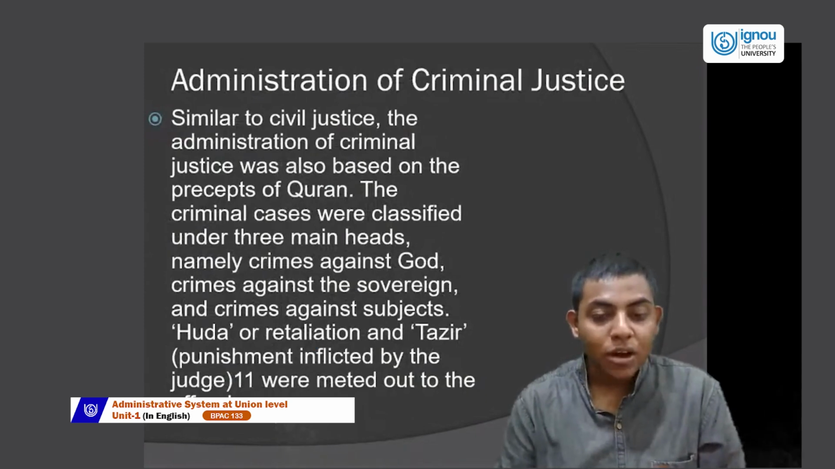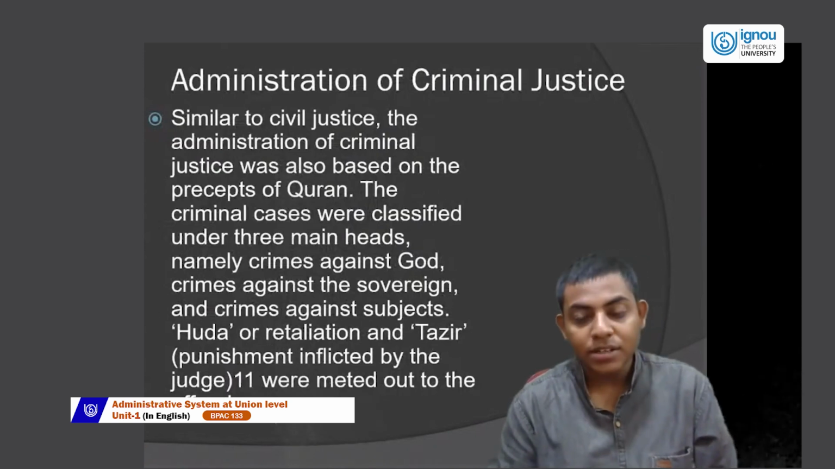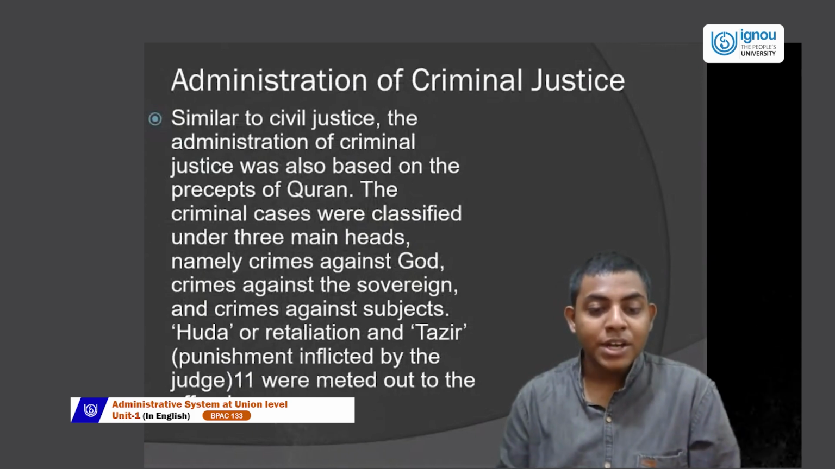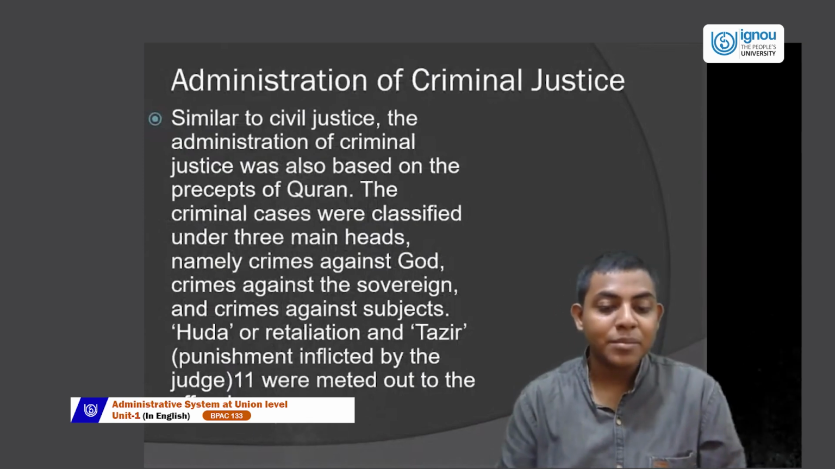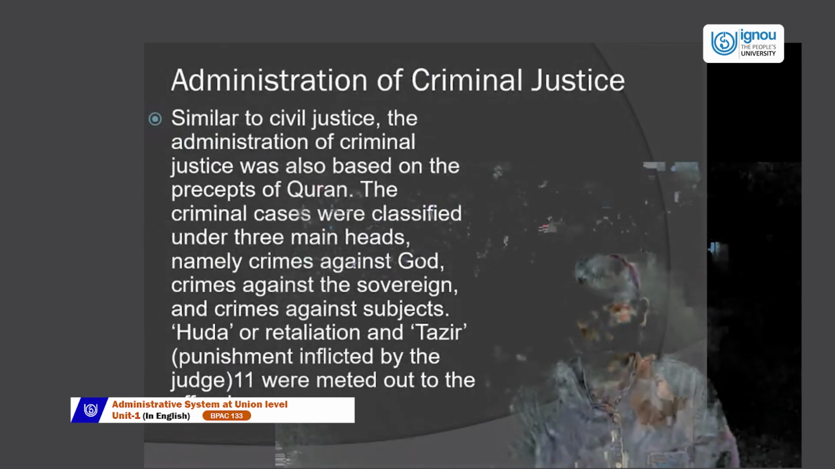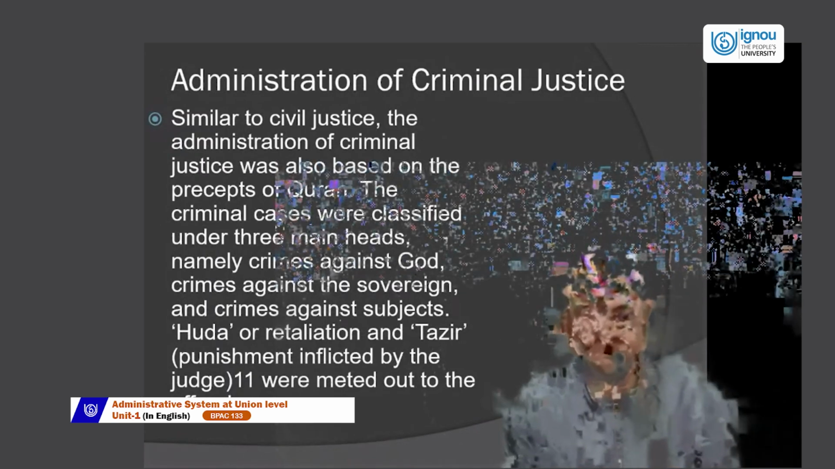Hadd or retaliation, and tazir or punishment inflicted by the judge, were meted out to the offenders. So there were two types of punishments: either it was hadd or retaliation, or tazir, that was punishment inflicted by the judge. These two types of punishments were meted out to the offenders as a part of the administration of criminal justice.